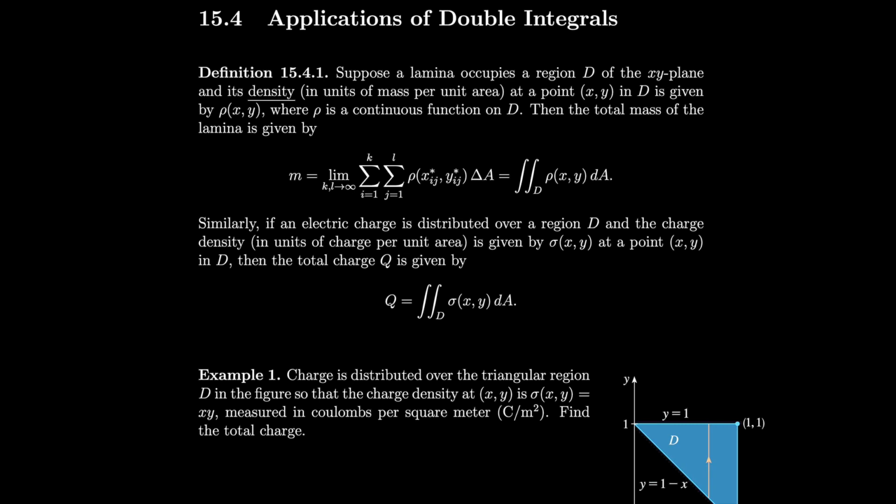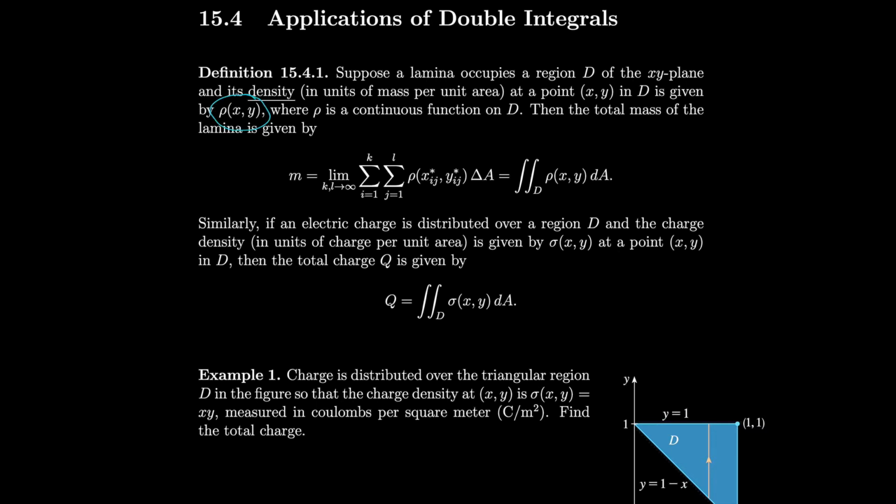Section 15.4, Applications of Double Integrals. In Section 8.3, we found the total mass of a lamina with constant density rho, but now that we have double integrals, we can find the total mass of a lamina with variable density. So the density of the lamina is given by some function of x and y, rho.